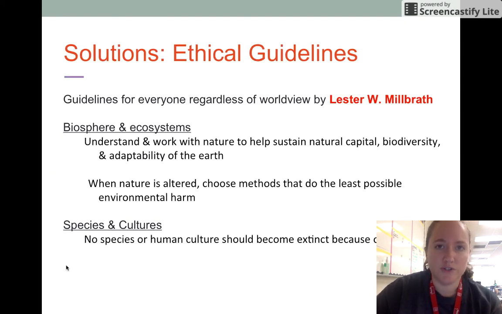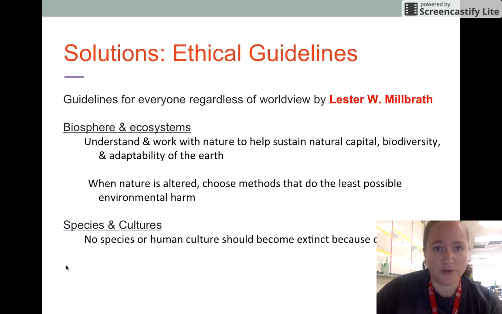So what are some solutions to these different worldviews? They're all very different, so what do we do? Here are some guidelines by Mr. Milbroth that say regardless of what your worldview is, we can follow these guidelines and be ethical about things. When dealing with the biosphere and ecosystems, if we can understand how nature works, then we can help sustain nature and not deplete all the resources.